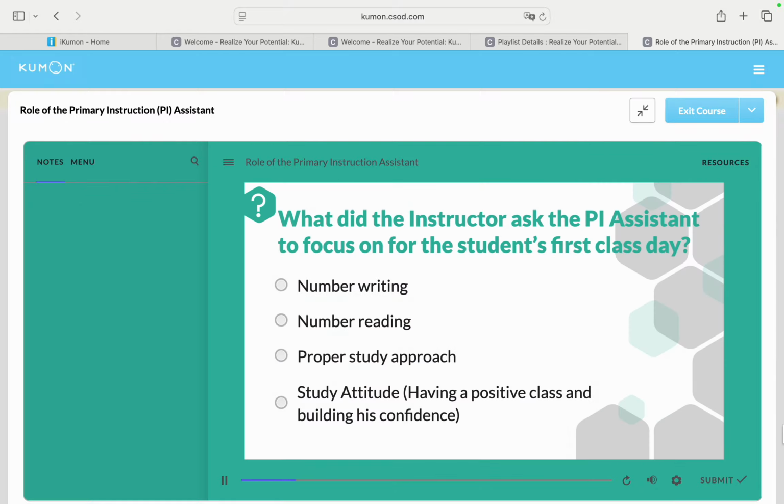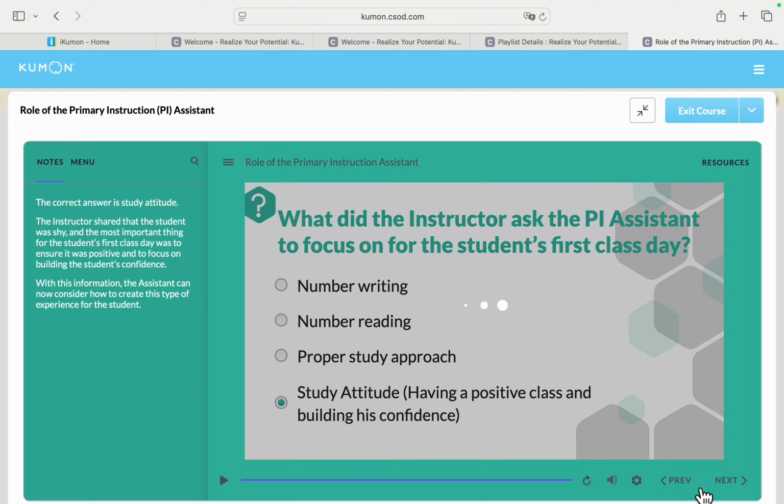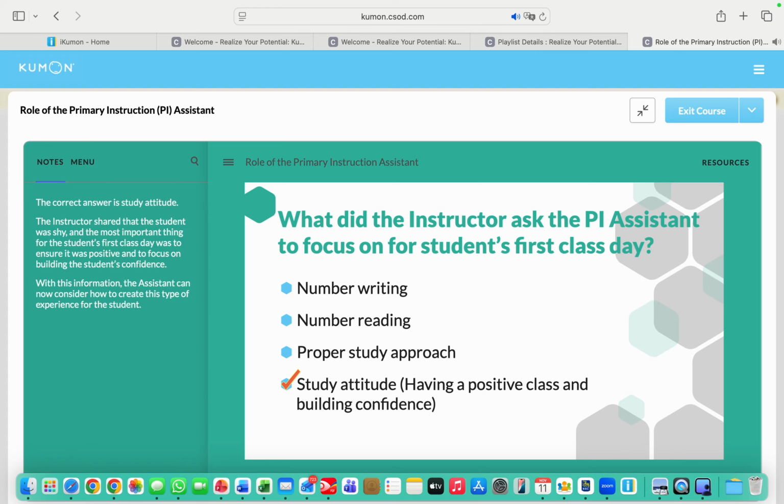What did the instructor ask the PI assistant to focus on for the student's first class day? That's right. The correct answer is study attitude. The instructor shared that the student was shy, and the most important thing for the student's first class day was to ensure it was positive and to focus on building the student's confidence. With this information, the assistant can now consider how to create this type of experience for the student.